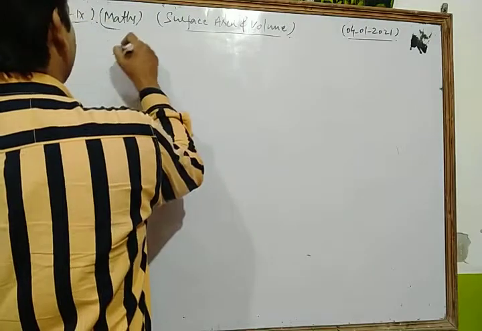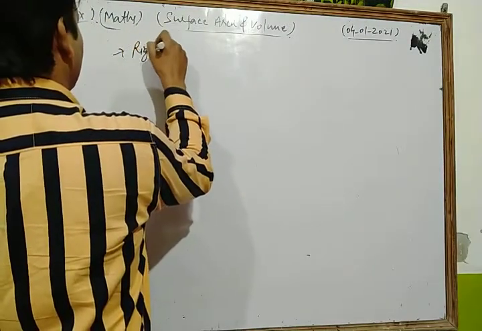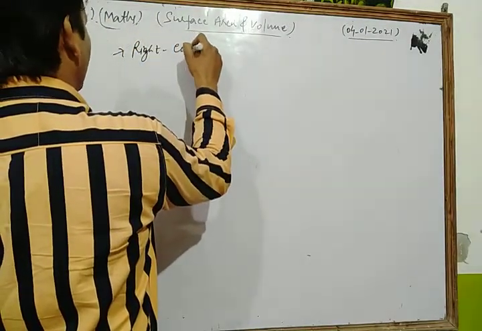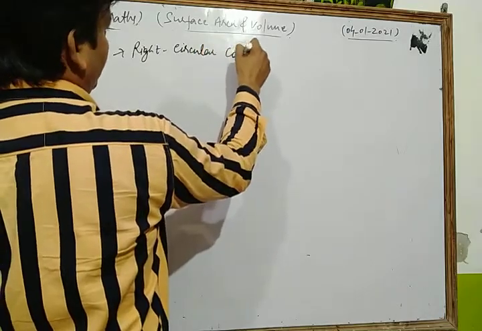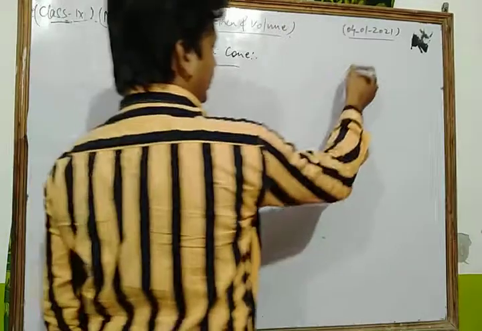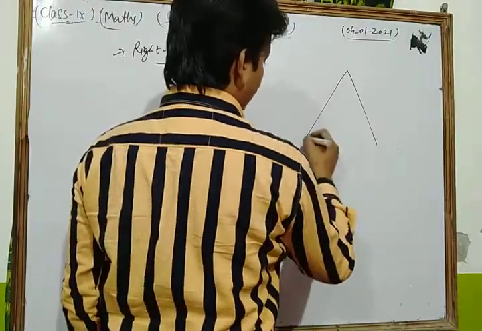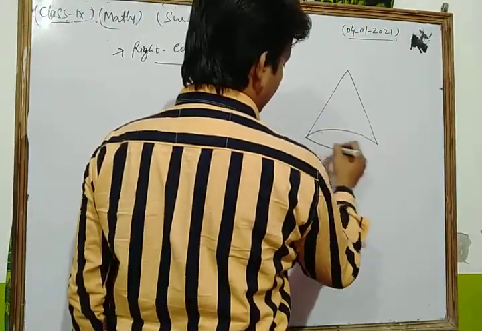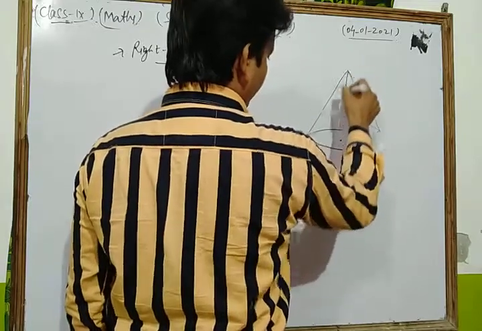Now we are going to discuss the right circular cone and its formula. You know that the shape of the right circular cone is like a tent, an ice cream cone, or a birthday cap. This is the shape of the cone.